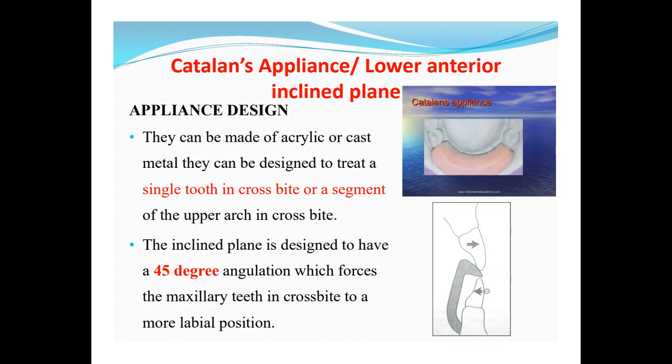This anterior crossbite appliance can be used for a single tooth or a segment of teeth. Sometimes 2 or 3 incisors might be in crossbite, so they can be treated simultaneously by giving this lower anterior inclined plane. The most important feature is the 45-degree angulation. Because of this angulation, as you can see in this picture, the tooth which is in crossbite comes in contact with the appliance and starts moving forward. It causes a tipping movement and causes the upper incisor to move forward, and the crossbite position gets corrected.